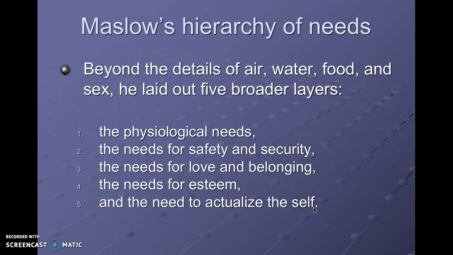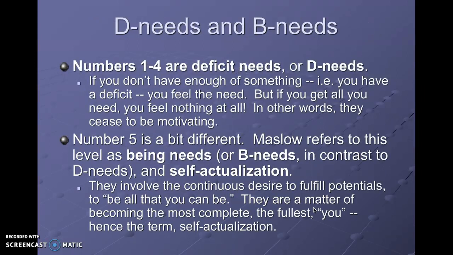So you have the initial needs, the air, water, food, and sex. Those are the physiological needs. He found that there were actually 5 broad layers of needs. So you had the physiological needs, safety and security, love and belonging, esteem, and then the need to actualize yourself.